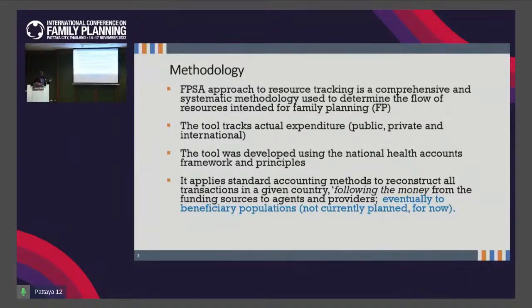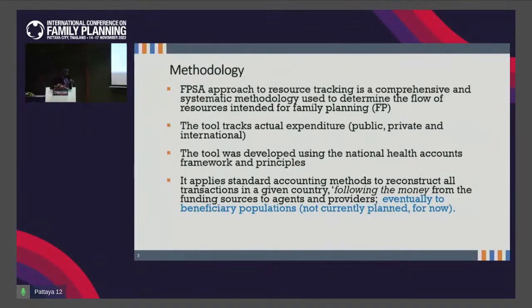So the FPSA as a methodology is a comprehensive approach that is used to determine the flow of resources for family planning. When we talk about the flow of resources, a lot of that is really financial resources, but sometimes we also capture non-financial resources. So this tool really tracks expenditure. We are not using this tool to measure disbursements or commitments. We only measure expenditure.